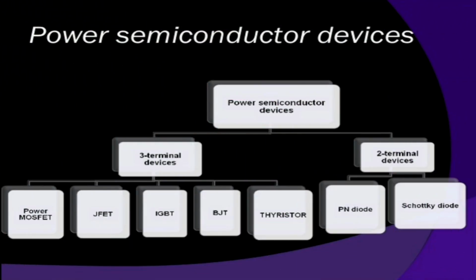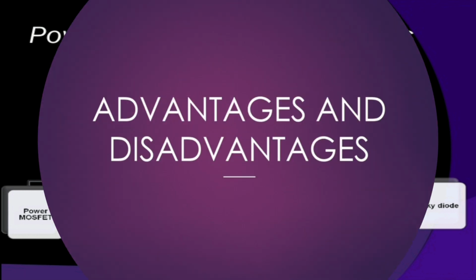As explained in the earlier slide, power semiconductor devices are classified into three terminal devices and two terminal devices. The devices further classified under three terminal devices are power MOSFET, JFET, IGBT, BJT, and thyristor. And in two terminal devices, they are PN diode and Schottky diode.